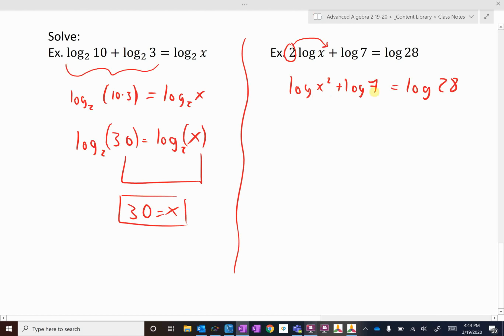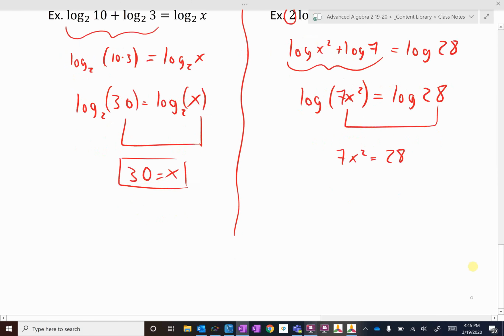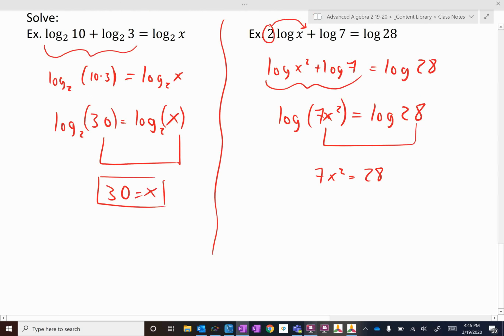So we have log x squared plus log 7 on the left. They have the same base, that base of 10, which means I can again apply the product rule. So x squared and 7 are going to be multiplied together. So I'll write it as 7x squared. And we know that would be equal to log 28. Well, here we go. We have two different logs on opposite sides of the equation, but they have the same base, which means that we know that the powers are equal to each other. And then we could solve this equation from here using our basic inverse operations. So we know x squared would be equal to 4. Then when I take the square root, I'll get x equals 2.